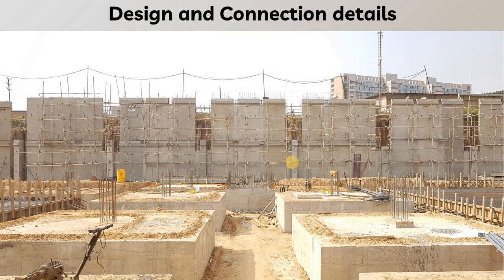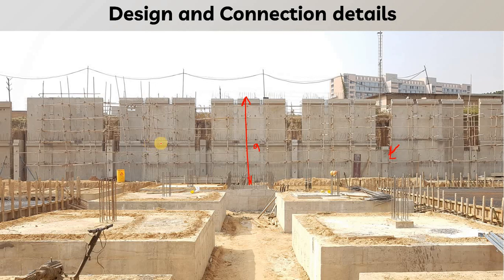Now here you can see this is an infilled type of joint between the panels, because this is the retaining wall and this is the total height of the panel, that is 2-story height, roughly 9 meters to 10 meters.